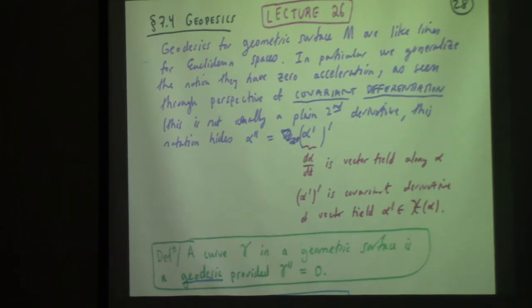So as I say here, the geodesics for a geometric surface are like lines for Euclidean space. We generalize the notion that they have zero acceleration as we understand it through the perspective of covariant differentiation, right? Again, caution: alpha prime prime is a mixture of ideas. The outside prime is the covariant derivative, the inside prime is the velocity field construction.